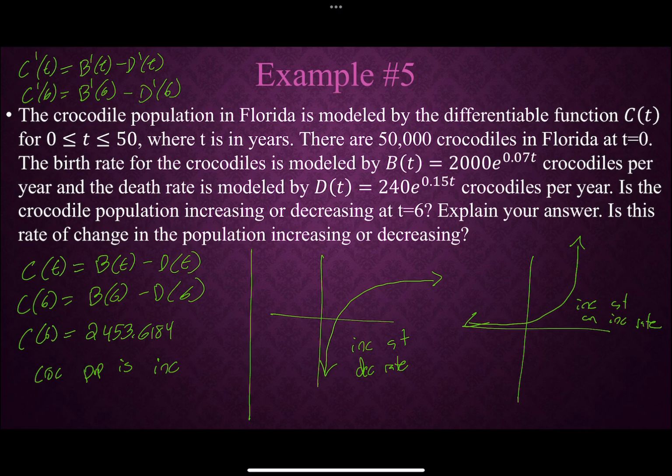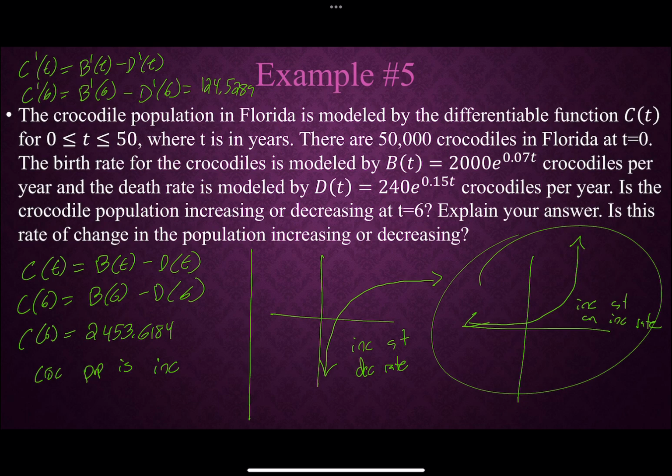Now for both of these, again, you could do it by hand or use your nDeriv tool. If we use your nDeriv tool, you'll get a positive 124.5289, which tells us that the croc population is increasing at an increasing rate. So it's going to be more like this scenario right here rather than the other scenario.